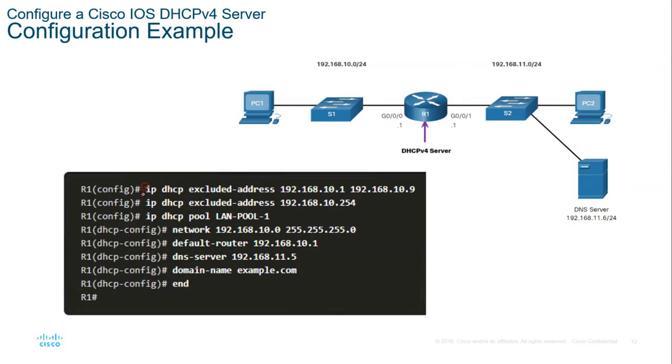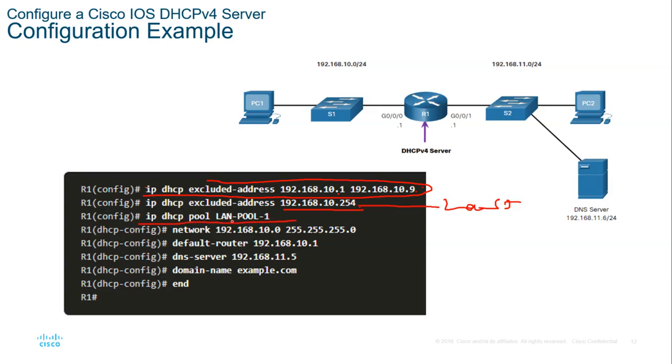You start with step number 1, you exclude addresses. As you can see, it's from 1 up to 9. Here it is contiguous from 1 up to 9, but when it comes to this one, it means that we have skipped some other IP addresses and then reserved the last address. And then after that, step number 2, you define the pool.